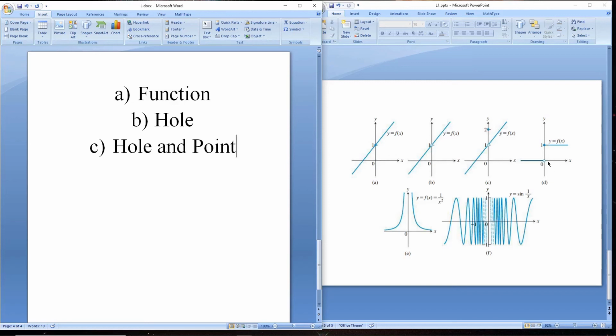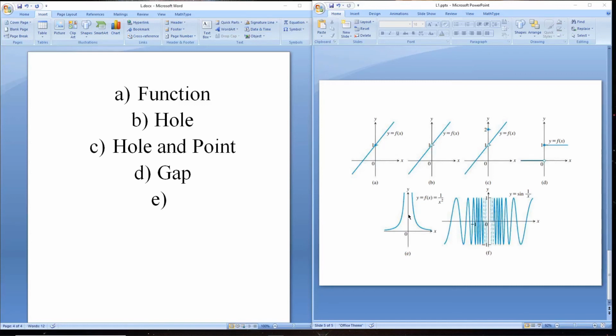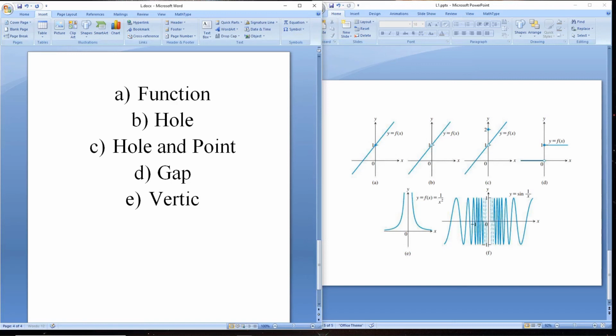If you look at D over here, there's a gap. The book likes to call this a jump discontinuity. If we look at E, we have a vertical asymptote. And so the function is going off to infinity. Vertical asymptote. Book likes to call this an infinite discontinuity.